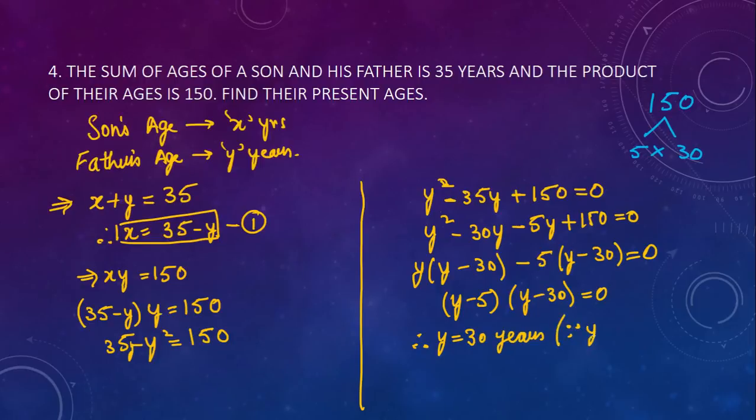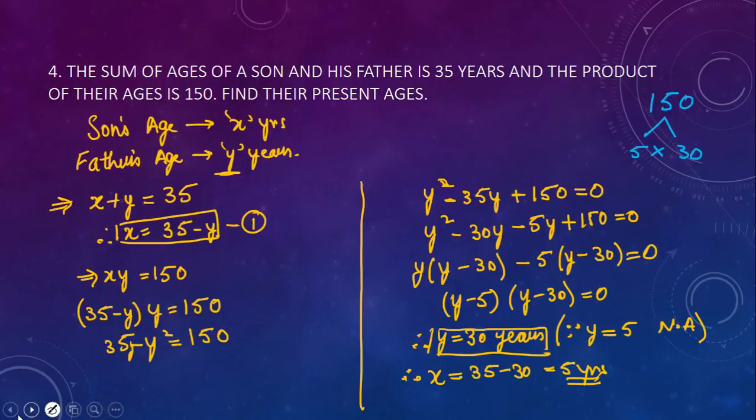Since y equal to 5 is not applicable. You cannot say that y is 5 because the father's age is y. You cannot say that father will be 5 years old, then the son will be 30 years old. That's not possible. The father has to be older, so y is 30. Therefore, automatically the son's age x becomes 35 minus 30, which is 5 years.